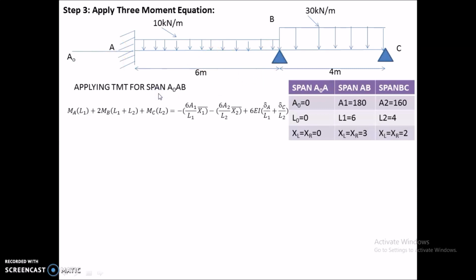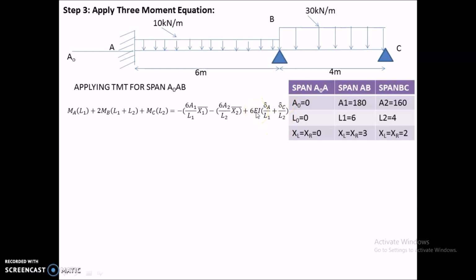So this is our three moment equation. MA into L1 plus 2MB into L1 plus L2 plus MC into L2 is equal to minus 6A1 x1 bar by L1 minus 6A2 x2 bar by L2 plus 6EI delta A by L1 plus delta C by L2. I am again repeating, this delta A and delta C are for sinking of supports. There is no sinking of supports in the given problem, so we can neglect this value.